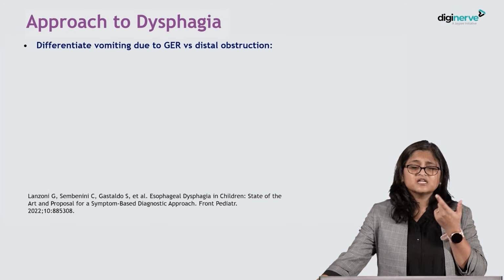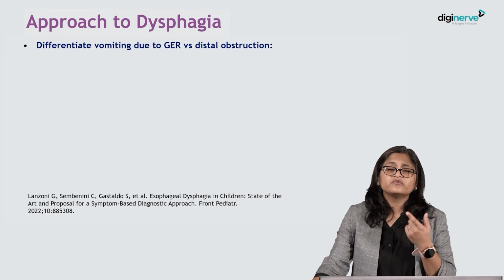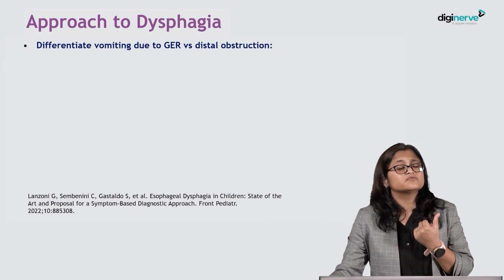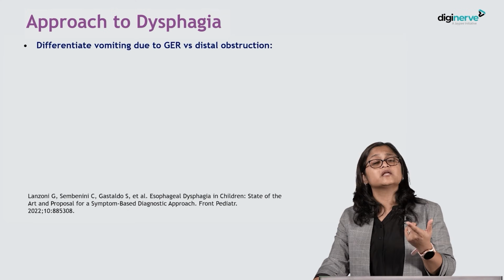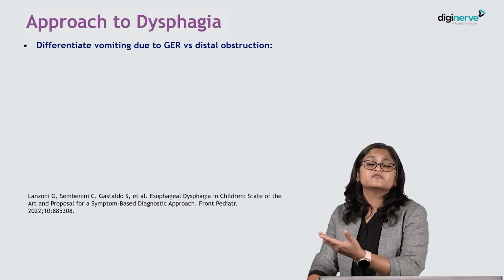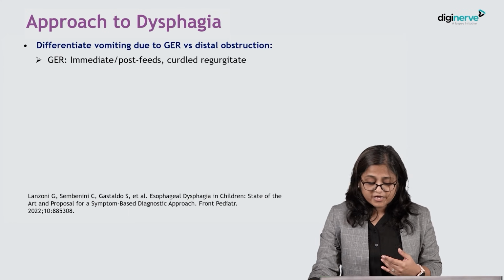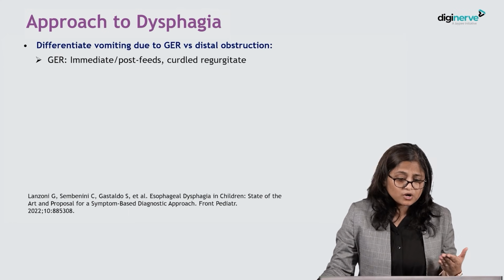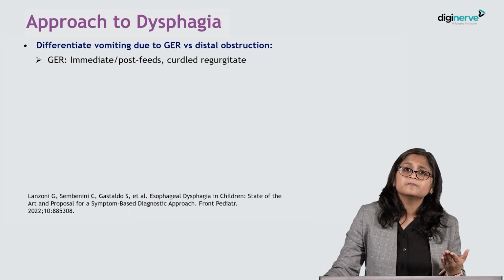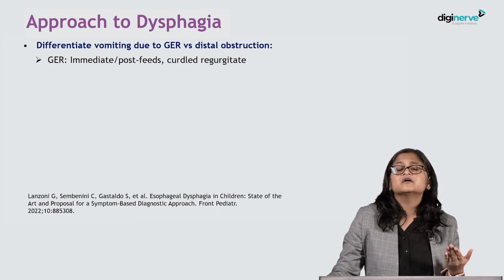Next point. So child will come with vomiting. How are we going to differentiate that it is due to gastroesophageal reflux or due to a mechanical obstruction in the distal part of the stomach? For that, as we saw earlier, gastroesophageal reflux will come immediately post meal. It will be curdled milk.